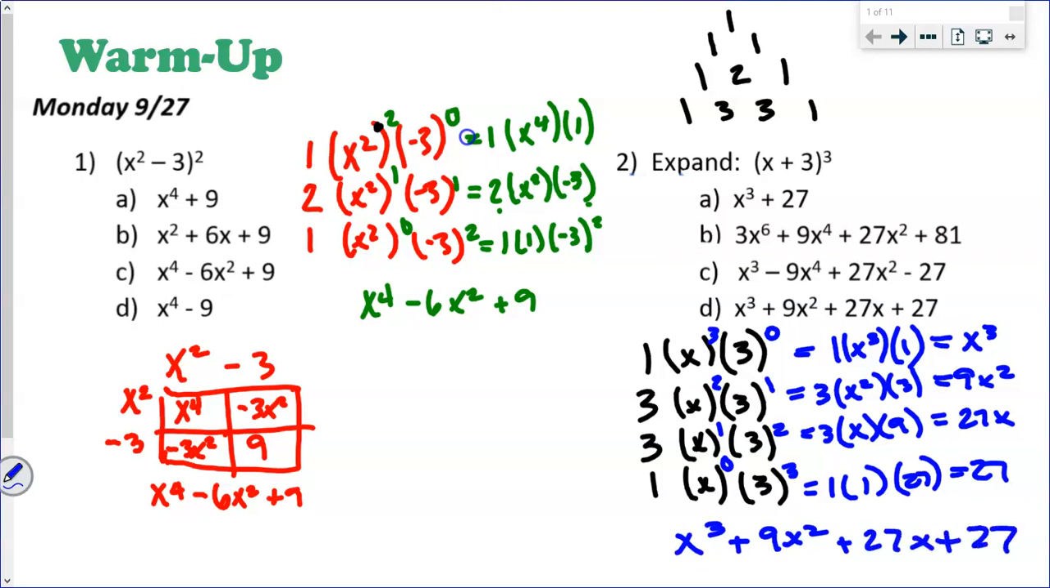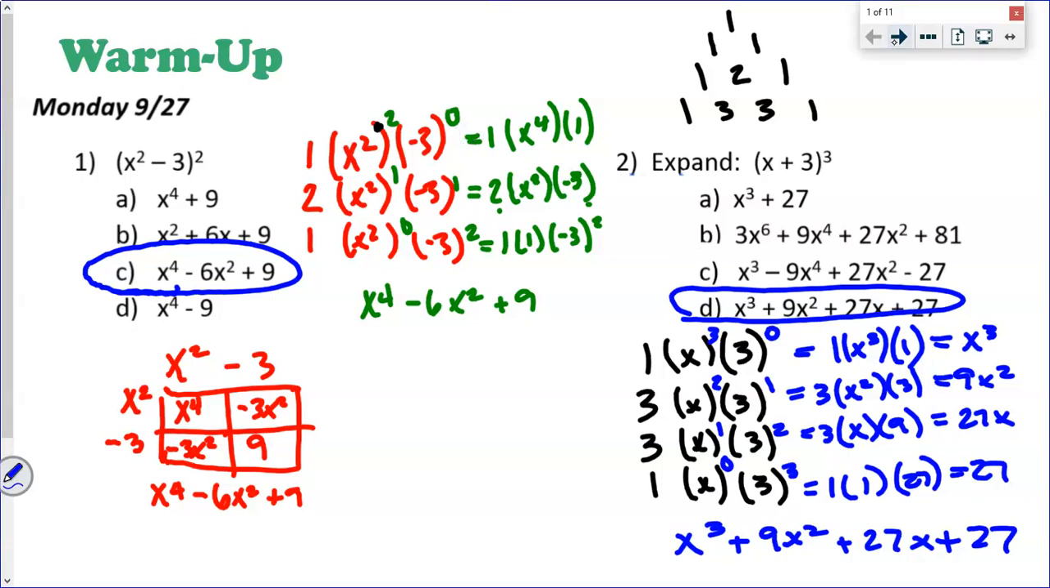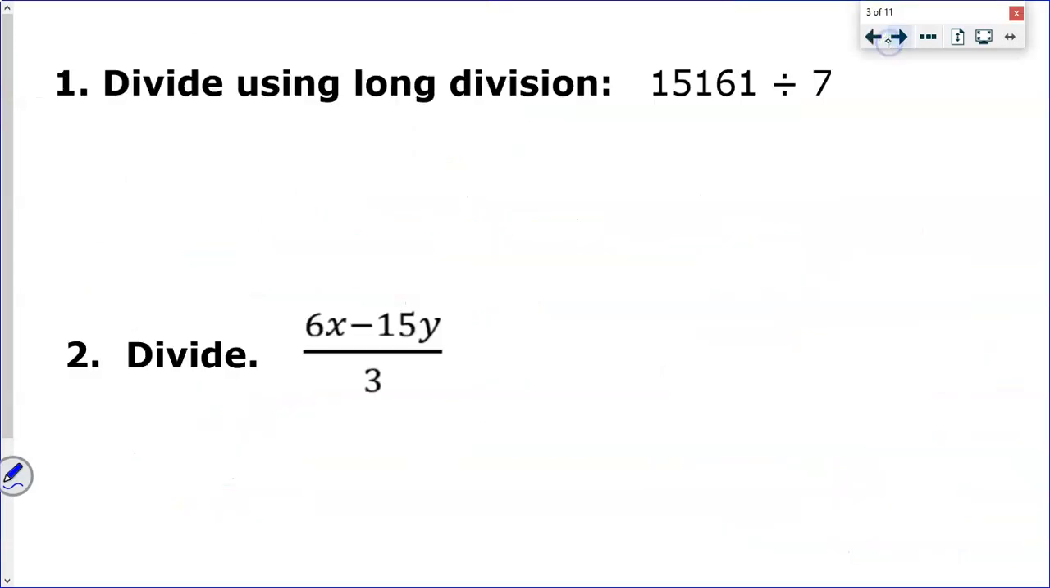So do y'all see that answer anywhere? Yep, it was D. Oh, and by the way, I never chose the answer over there for the other one, so that one's going to be C. Right? Okay. So now, let's go into our lesson for the day.